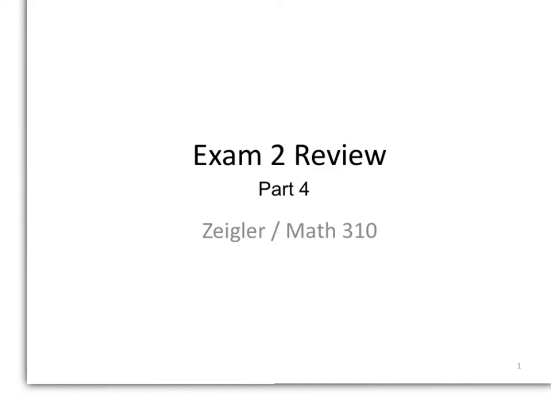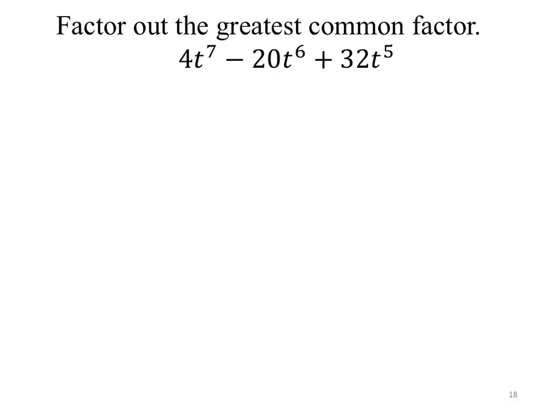Let's get started. Okay, in this problem the only thing you need to do is factor out the greatest common factor. So look at the coefficients first, 4, 20, and 32, and you see that 4 goes into all of them. So the greatest common factor there for the coefficients will be 4. And then we see t to the 7th, t to the 6th, and t to the 5th. You can factor out the lowest degree, so t to the 5th we can factor out.